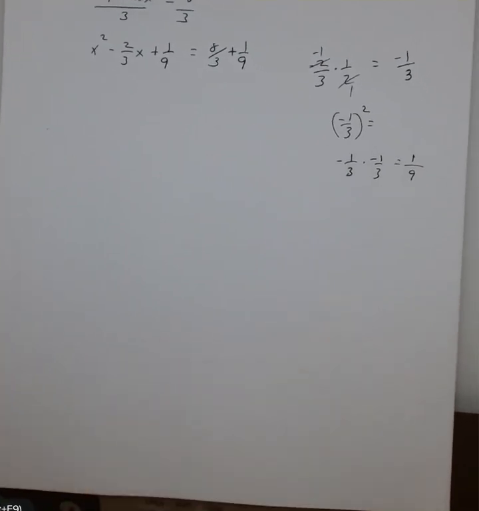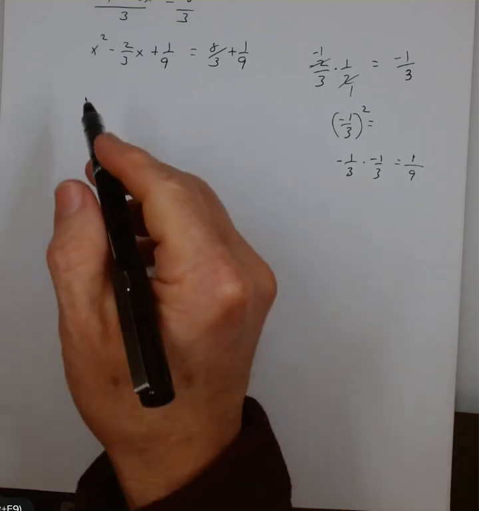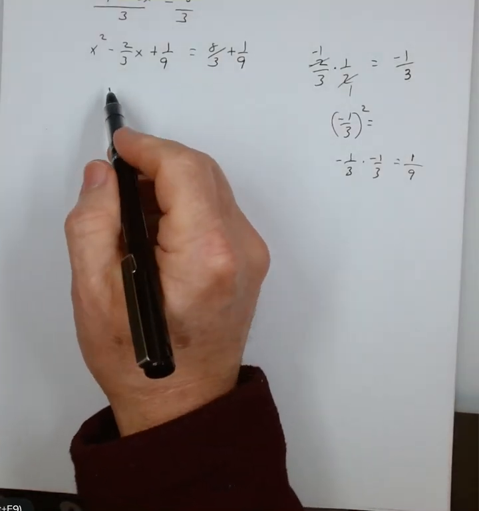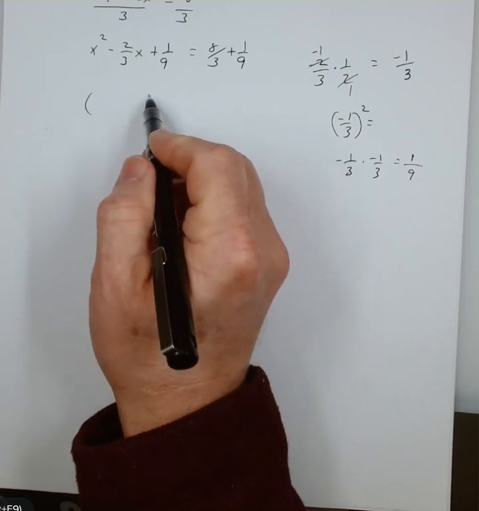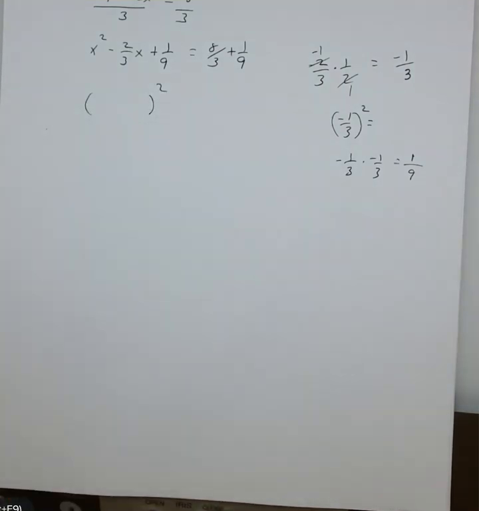All right. The left-hand side should now be easy. That should now be a perfect square trinomial, so I can write it as a binomial squared. What is that binomial? What do you think?